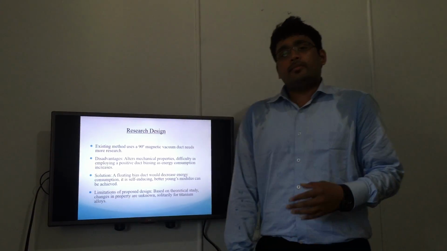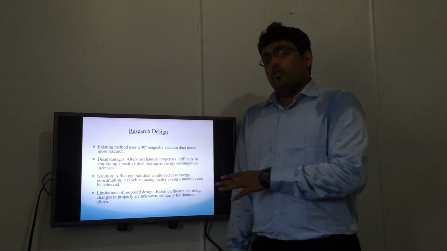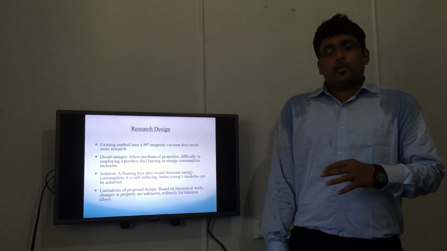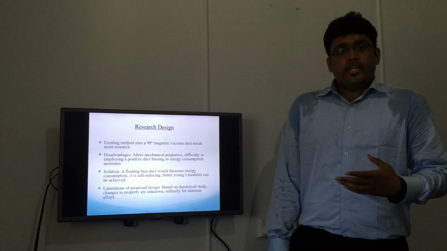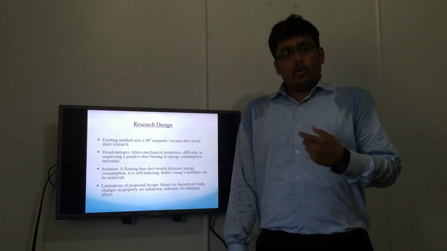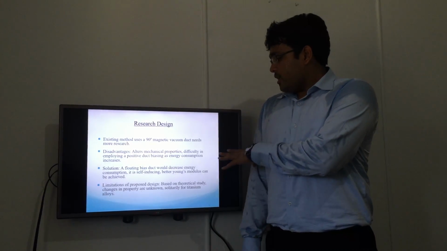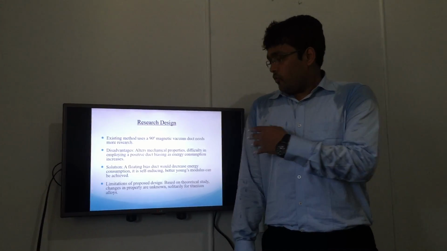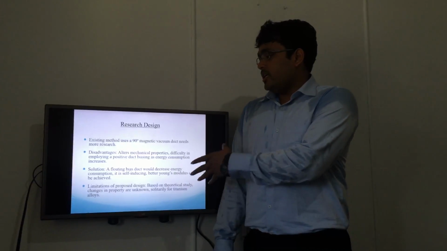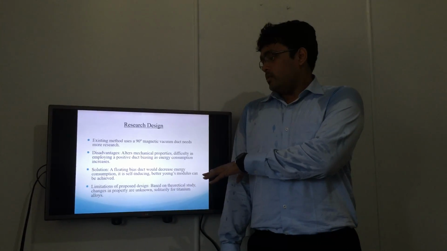So the solution that I am suggesting is that you can use a floating bias duct, which is self-inducing, so you don't need much power, the power requirement is very low, and a better Young's modulus can be achieved. So this forms an ideal alternative to the existing method.